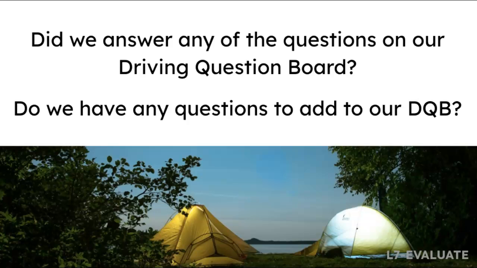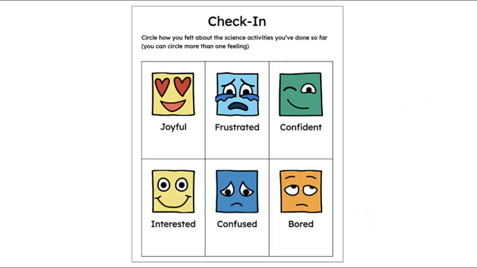To support student sense-making across the unit, orient them back to the driving question board. Ask, did we answer any of the questions on our driving question board? Do we have any questions to add to our driving question board? If there are questions that have been answered, remove them from the driving question board and place them on the summary chart. Be sure to see the noted opportunity to attend to equity.